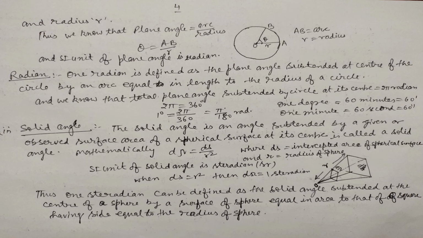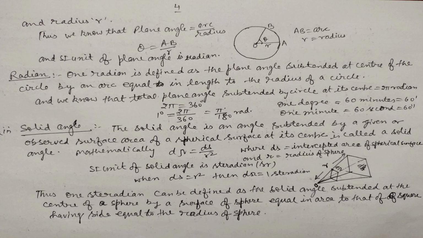So now what is ds? This is the subtended area, and r is the radius of this sphere. Here this r square is the area. Actually this r is the radius, and this is equal to the side of this area of the spherical space which is subtended at its surface. That's why this is equal to ds upon r square.